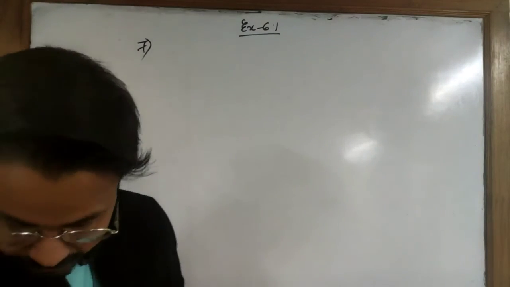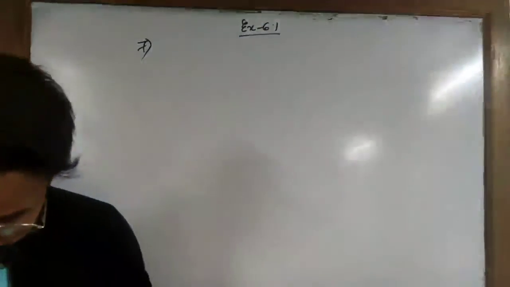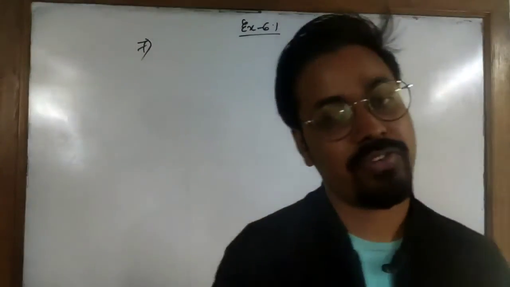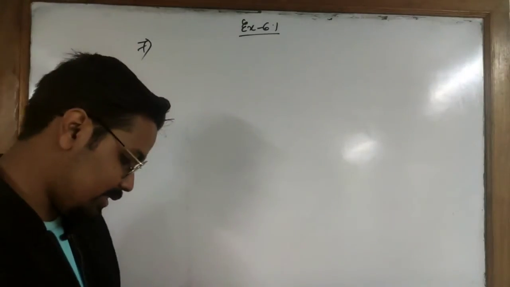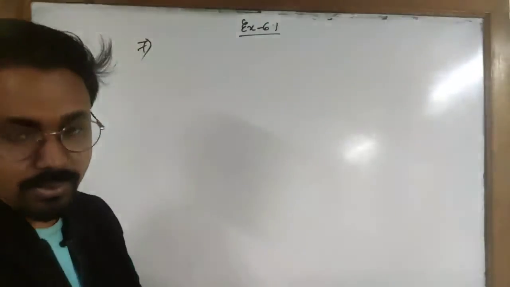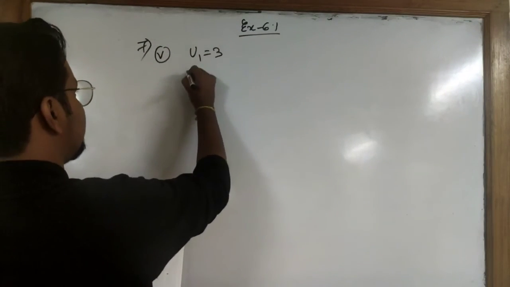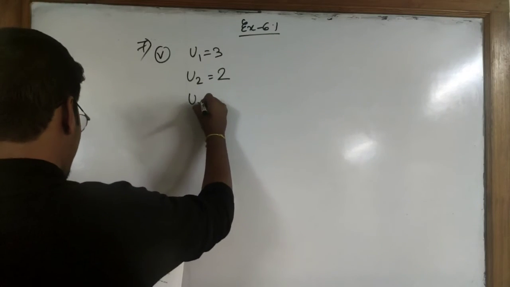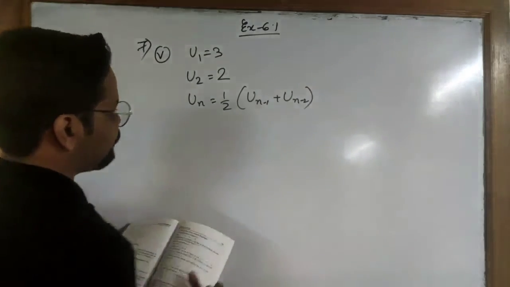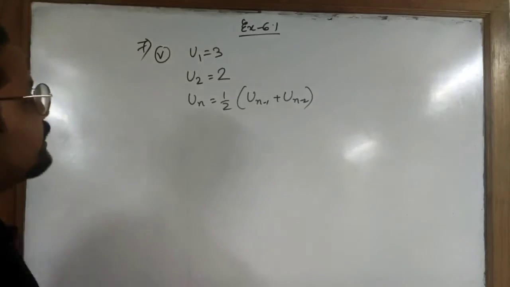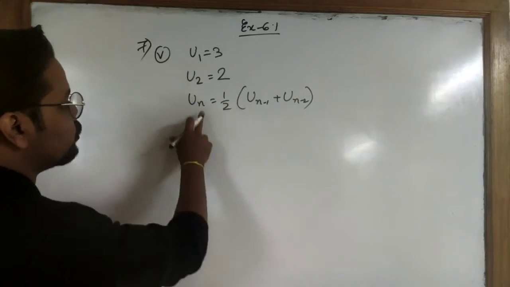In question number 7, they have given us the value of u1 and un, and you have to find the first 4 terms of this series or sequence. So let's try the question here. It is given u1 equal to 3, u2 equal to 2, and un is equal to half of un minus 1 plus un minus 2. We have to find the first 4 terms, but u1, the first term, is given, and u2, the second term, is given. So we have to find the third term and fourth term. So let's find the third term.